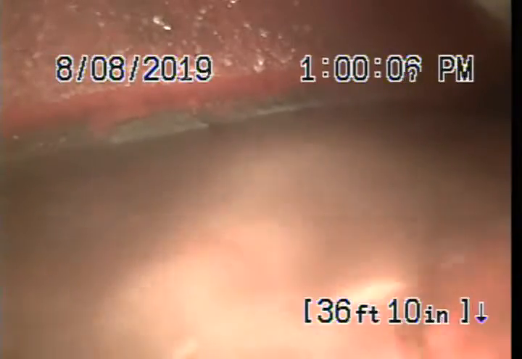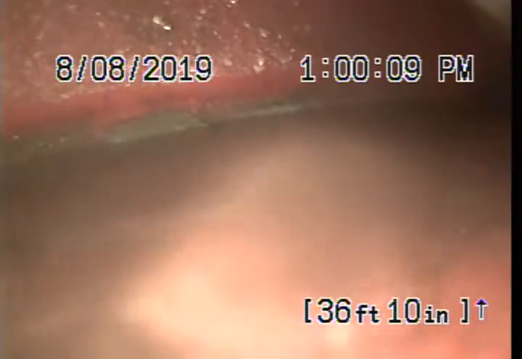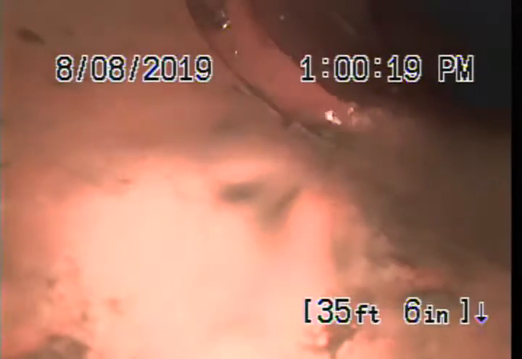Now, we will be passing through from public sewer, which is what we're looking at right now, through the entirety of the main sewer line, which is approximately 37 feet long. And then we'll pass through a portion of the building drain line system and exit out the cleanout access that I started from. Now, pulling away from public sewer, we are in a 6-inch diameter vitrified clay sewer lateral.